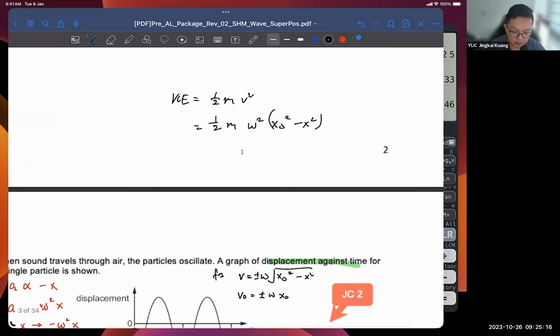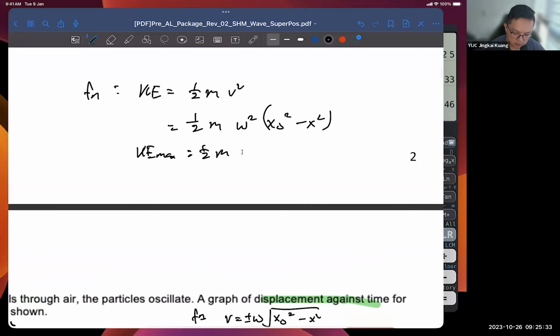So this gives me the KE. Again, this is a function that gives you the KE at a particular position. Then we want to find the maximum KE. KE max is just half m omega square x naught square. So maximum KE occurs where? It occurs at x equals 0. We must be very careful about this.